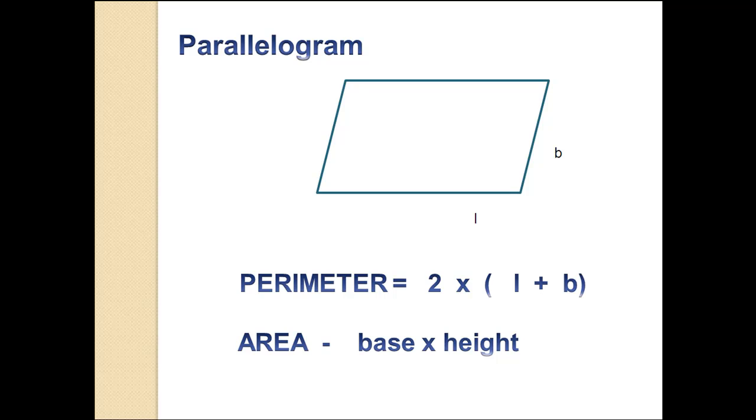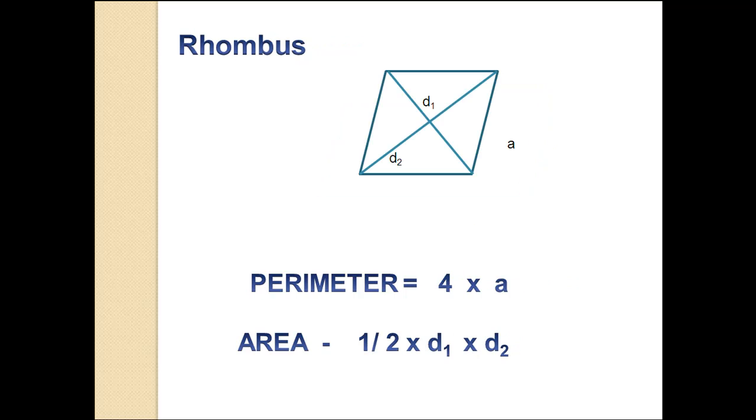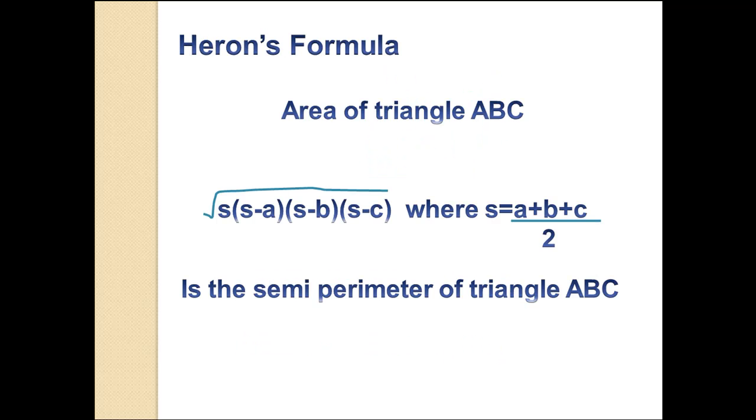Parallelogram. A parallelogram is given here with length L and breadth B. Perimeter equal to 2 into (L plus B). Area equal to base into height. Rhombus is given here. Perimeter is 4 times A. Area is half into D1 into D2. A square twisted is a rhombus.